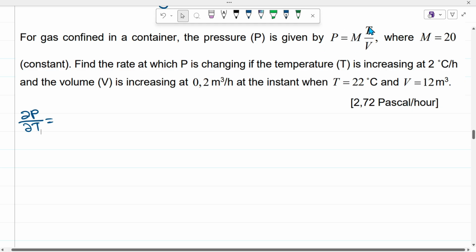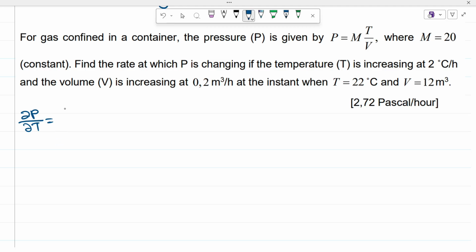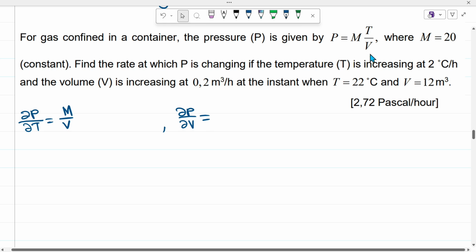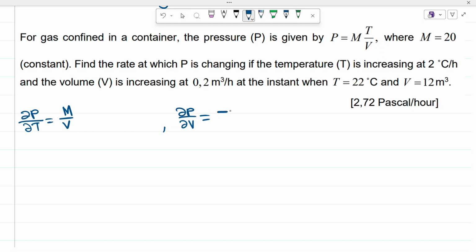So we're going to differentiate this equation with respect to T, meaning m and V are constants, so this is just going to be m over V. Then we also differentiate partially again: the partial derivative of P with respect to V. Now m and T are constant, so you can take V up and say V to the power -1, then you differentiate, and you get minus mT divided by V squared, just like that.